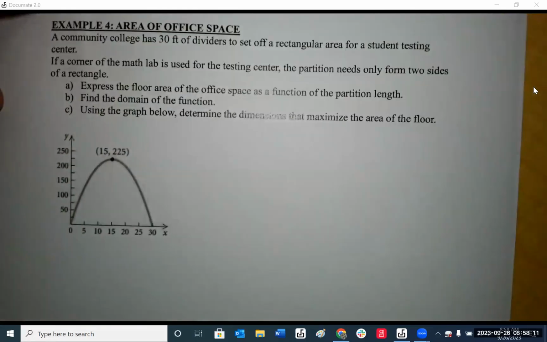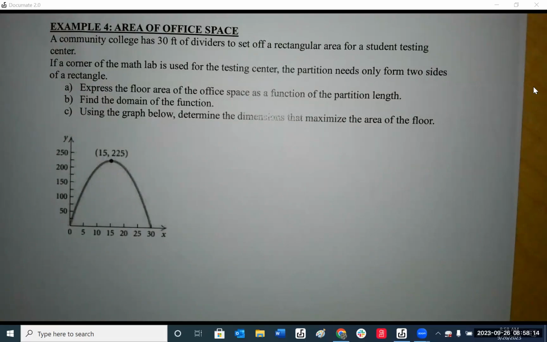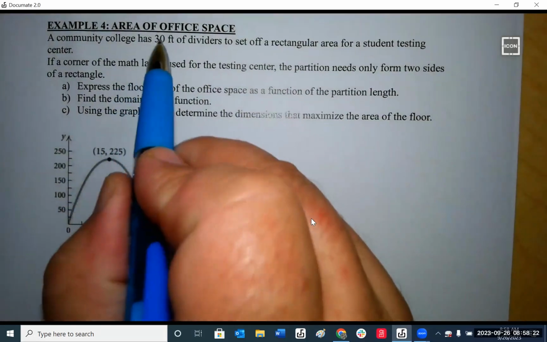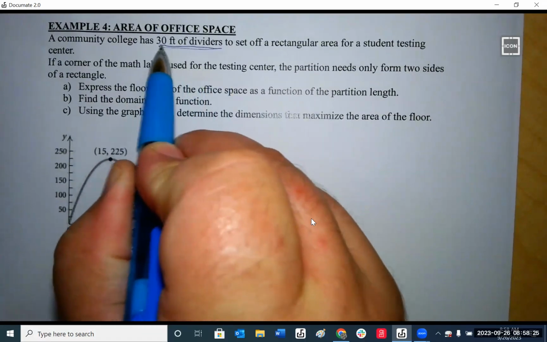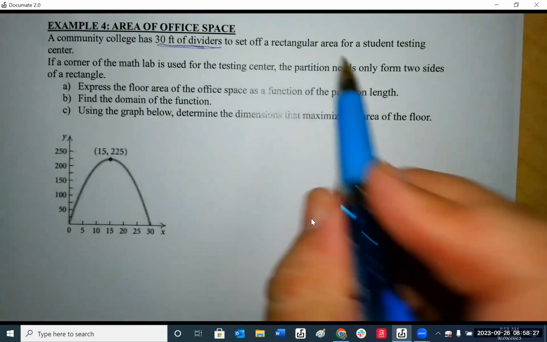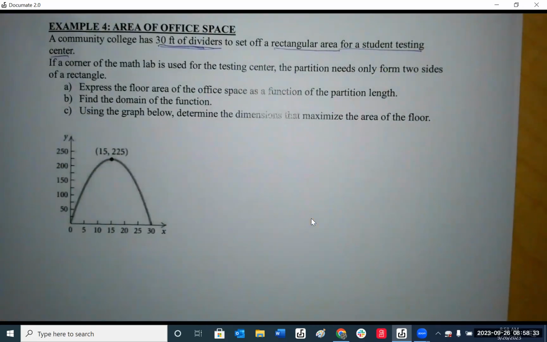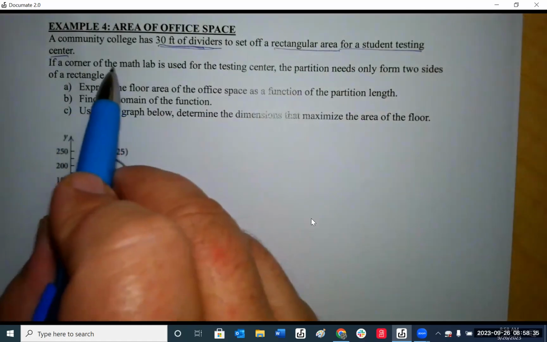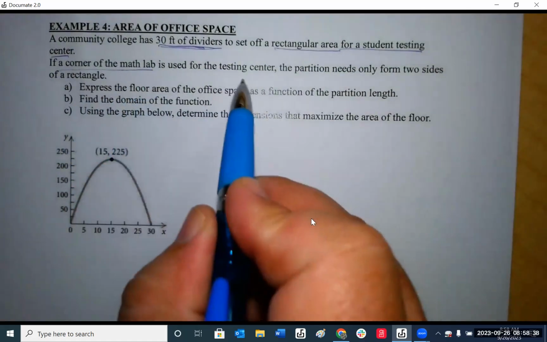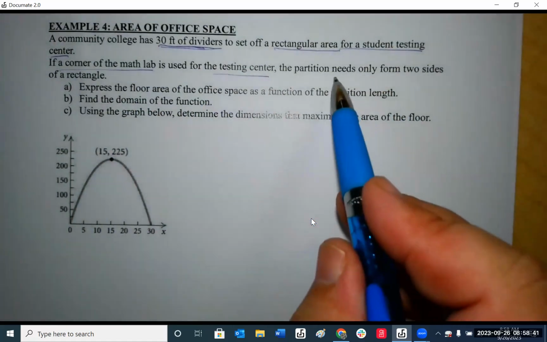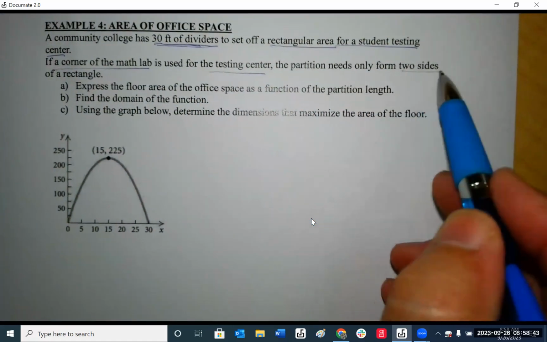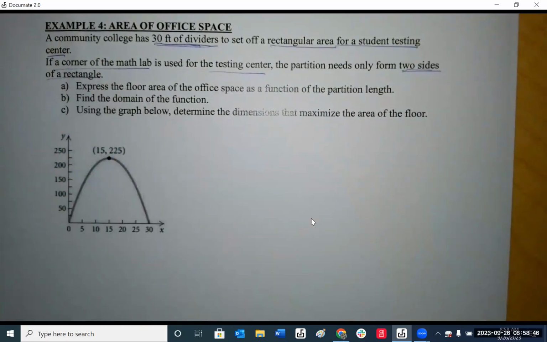All right. The next word problem. Area. A community college has 30 feet of dividers to set off a rectangular area for a student testing center. If a corner of the math lab is used for the testing center, the partition needs only 2 sides of the rectangle.